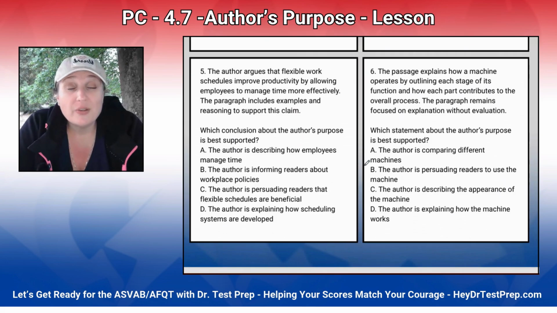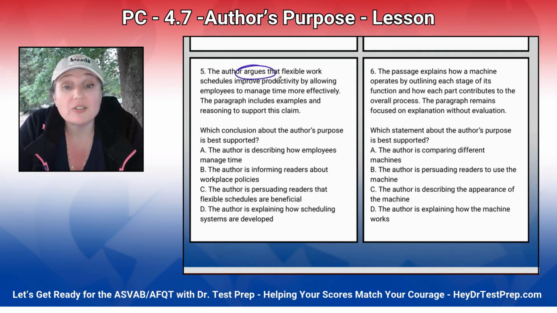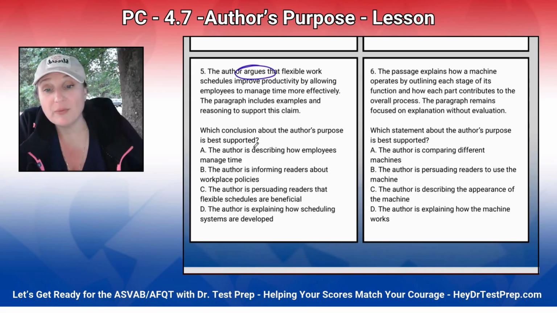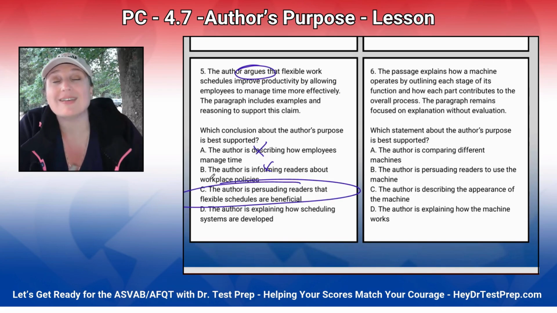The author argues that flexible work schedules improve productivity by allowing employees to manage time more effectively. The paragraph includes examples and reasons to support the claim. So the author argues. So is the author describing how employees? No. Is the author informing readers? No. Is the author persuading readers? Yes.